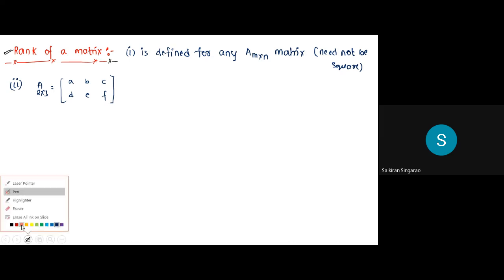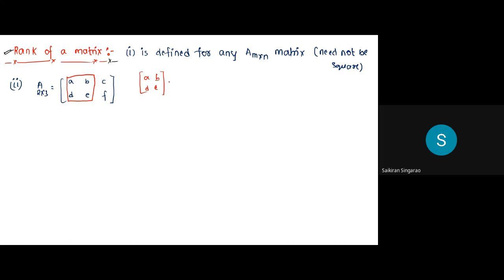Now I can take a submatrix. This A, B, D, E is a submatrix of A. It is part of A. Or you can take C, F. This is also a submatrix of A. Or you can take D, E, F. This also is a submatrix. These are all submatrices.